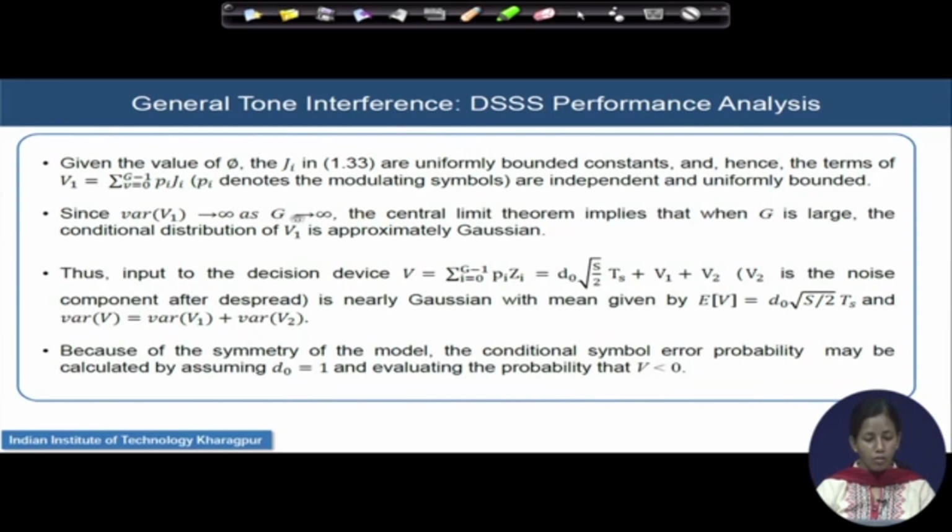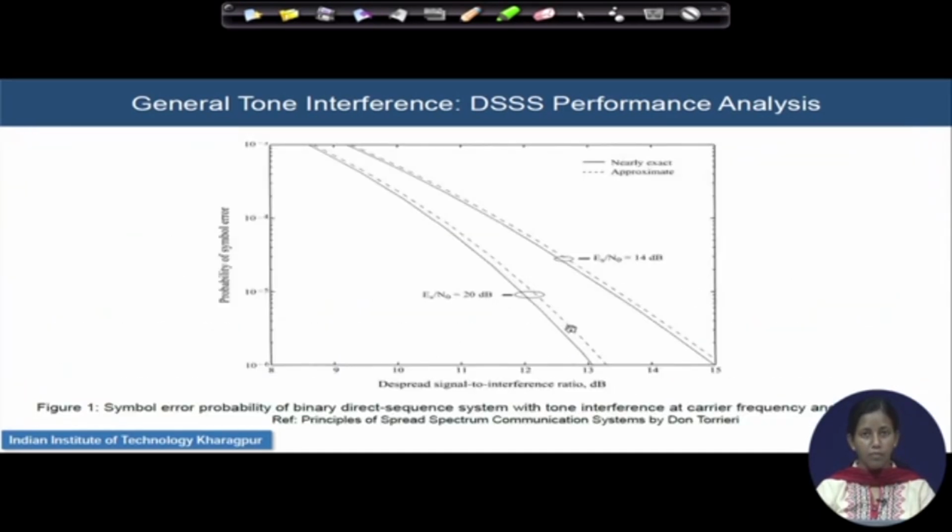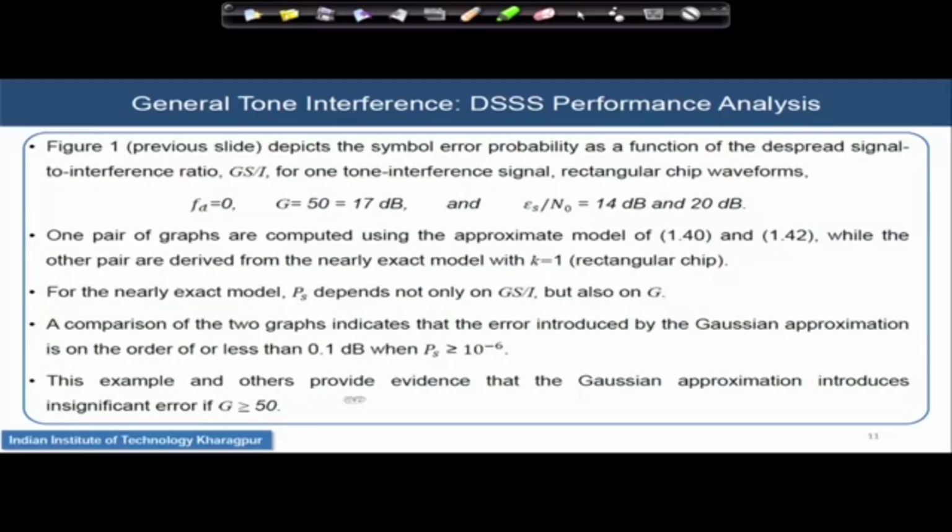So, if this G is not tending towards infinity, the value of G is really not high, the central limit theorem does not hold good, and if it does not hold good, this approximation that V1 will be Gaussian does not hold good, and if this is not Gaussian, then V will not have a Gaussian distribution. So the difference that you will be seeing, the approximation we have done over capital G, and hence the error probability we have derived, will have a much larger difference compared to the nearly exact situation.